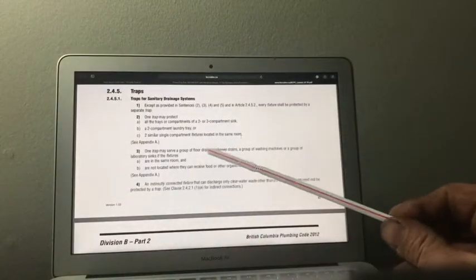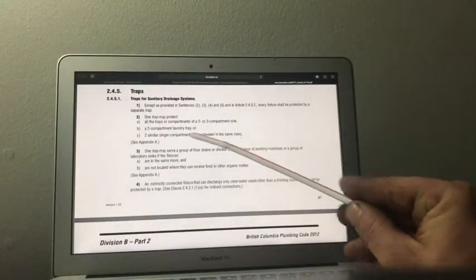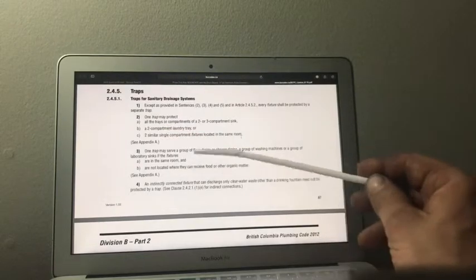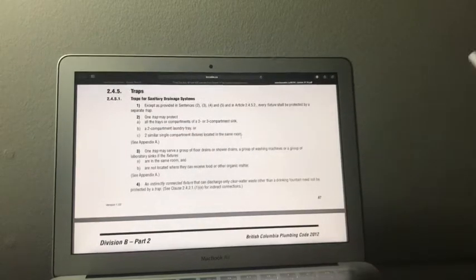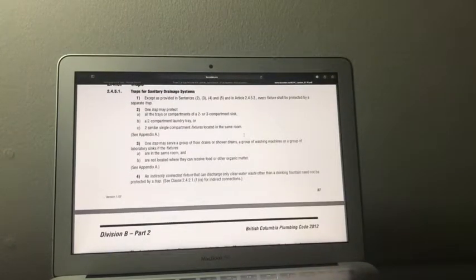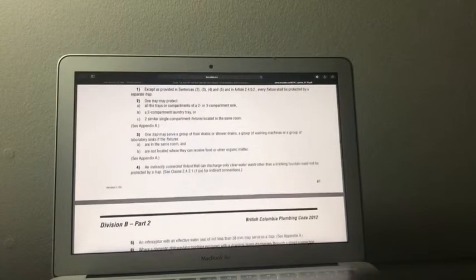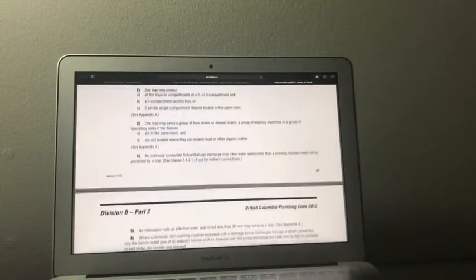And that's what they're talking about. Two similar single compartment fixtures located in the same room. So you can't pick up 3 things off of that. I do want to touch on that. But obviously you can put 2 or more indirectly connected fixtures on a single branch. So couple different ways to plumb things, and a couple different things there.